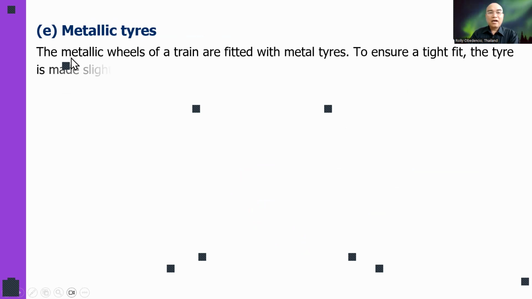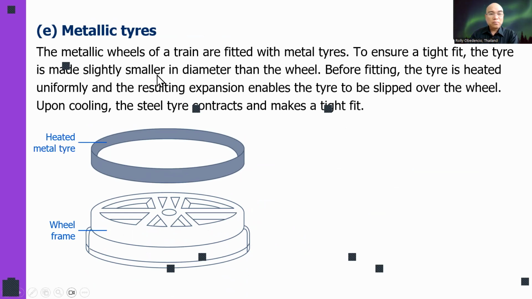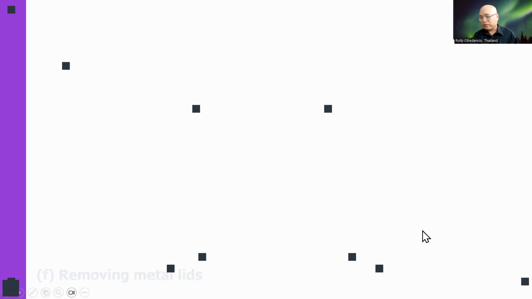What about the metallic tires? The metallic wheels of a train are fitted with metal tires to ensure a tight fit. The tire is made slightly smaller in diameter than the wheel. Before fitting, the tire is heated uniformly, and the resulting expansion enables the tire to be slipped over the wheel. Upon cooling, the steel tire contracts and makes a tight fit. Wow, so wonderful.